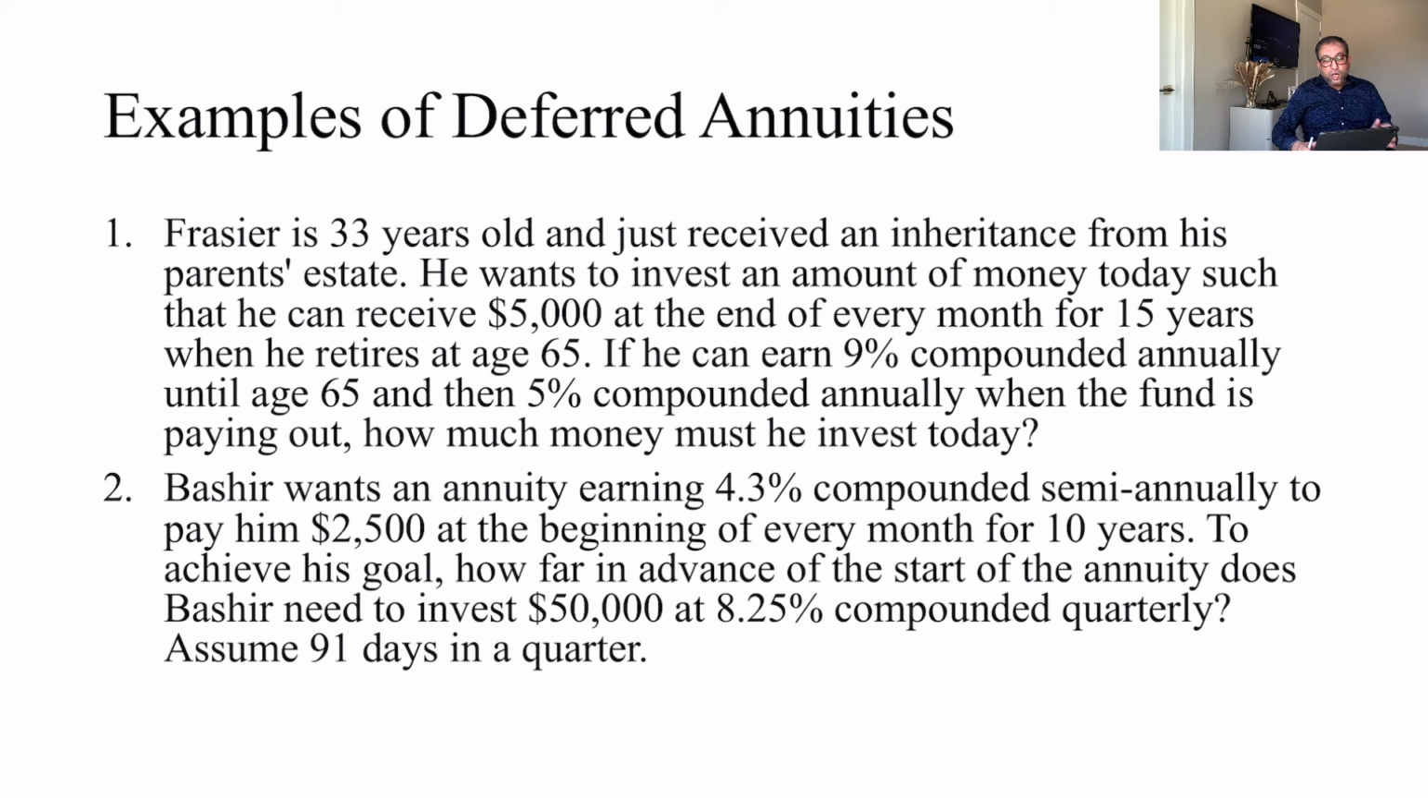So we want to find out the present value at the age of retirement. So we want to find the present value of an ordinary annuity. Why are we using ordinary? Because the payment is at the end of each month. What is the formula for that? It is PMT, and here the PMT is 5,000.